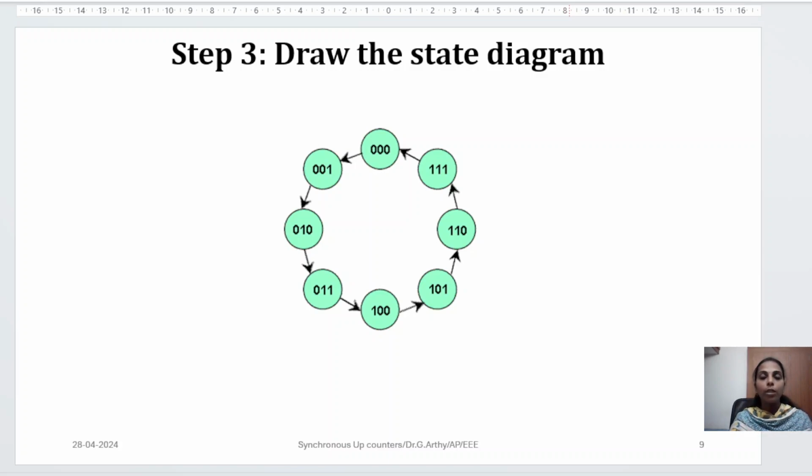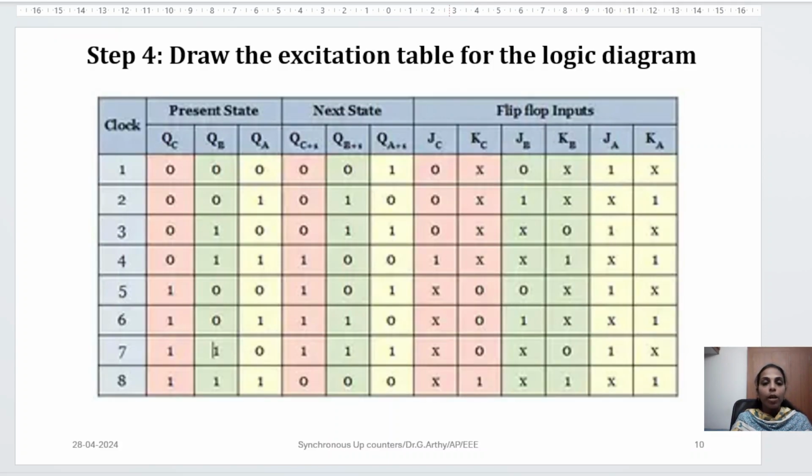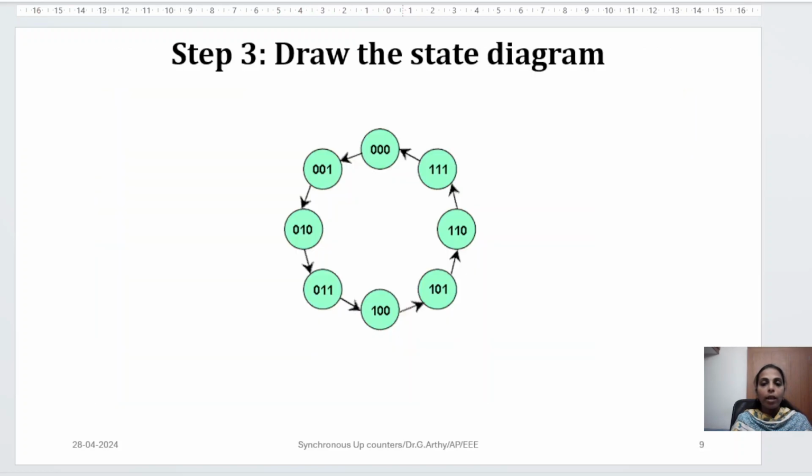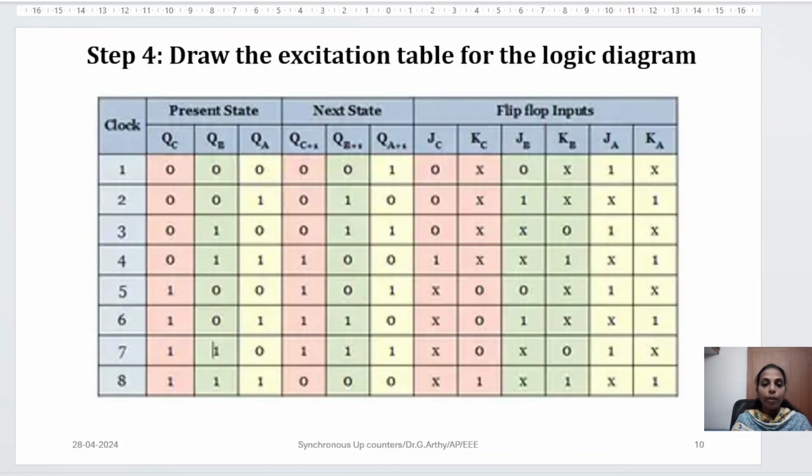After the state diagram, using the present and next states, we'll be drawing the excitation table for the logic diagram. So this is the present state and the next state. If you see here, if the present state is 0, 0, 0, the next state will be 0, 0, 1. If the present state is 0, 0, 1, the next state will be 0, 1, 0. Likewise, from the state table, we will be writing the present states and the next states. All these are binary values of the present states and the next states.